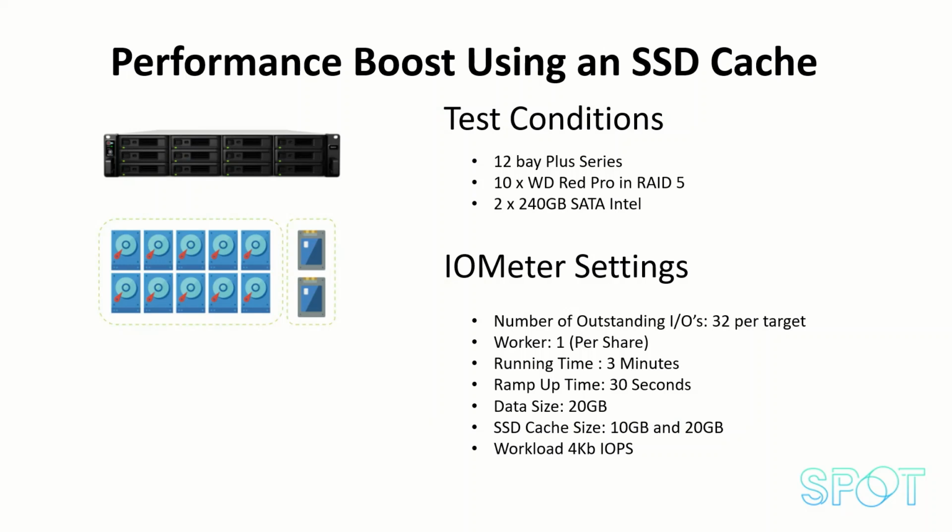So what sort of performance boost can an SSD cache offer? Well, we tested one of our 12-bay Plus series units, populated with 10 Western Digital Red Pro disks in a RAID 5 configuration. Then we used 2 bays to host two 240GB SATA Intel disks to act as an SSD cache. We set the IOmeter test settings to simulate one worker, and then we let this run for about 3 minutes. We ramped this up for about 30 seconds before we started the test, and then we used 20 gigs of data with an SSD cache size of between 10 and 20 gigabytes. Now the workload, or payload size itself, was 4 kilobits.